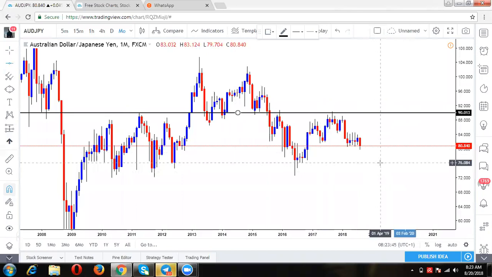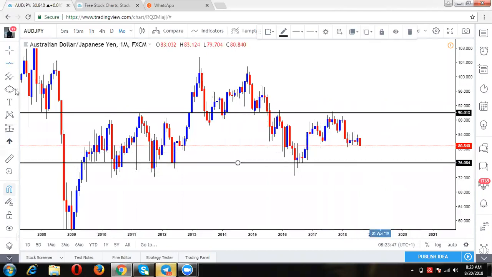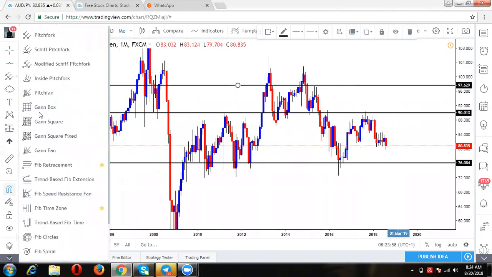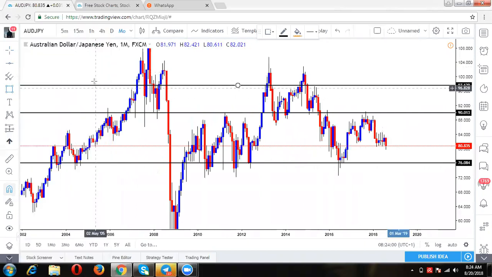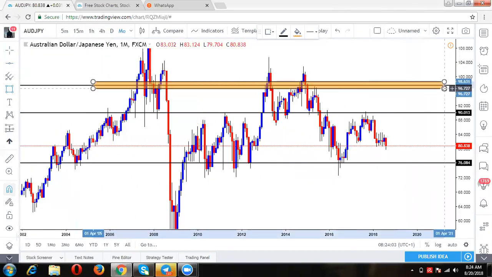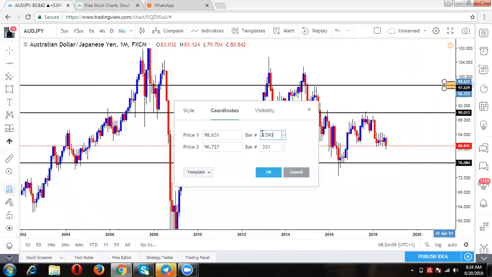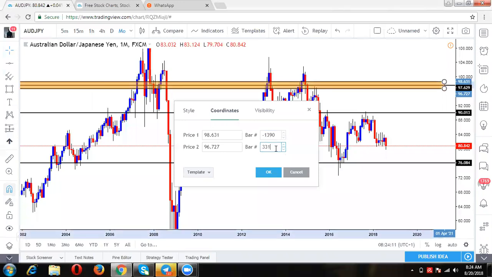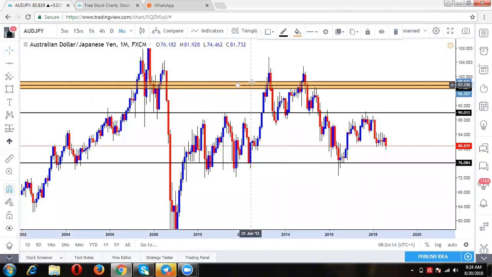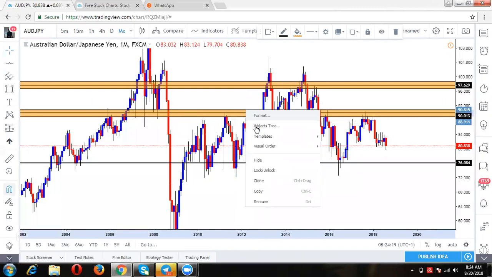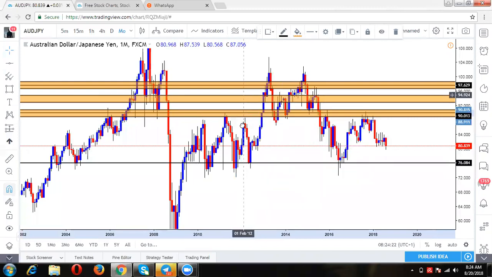Let's see, my next. Yep. This is it. So I'll look for the next one at the top. Next zone. Yep, I'm going to mark that out. So I put my rectangle. So now this is the monthly.